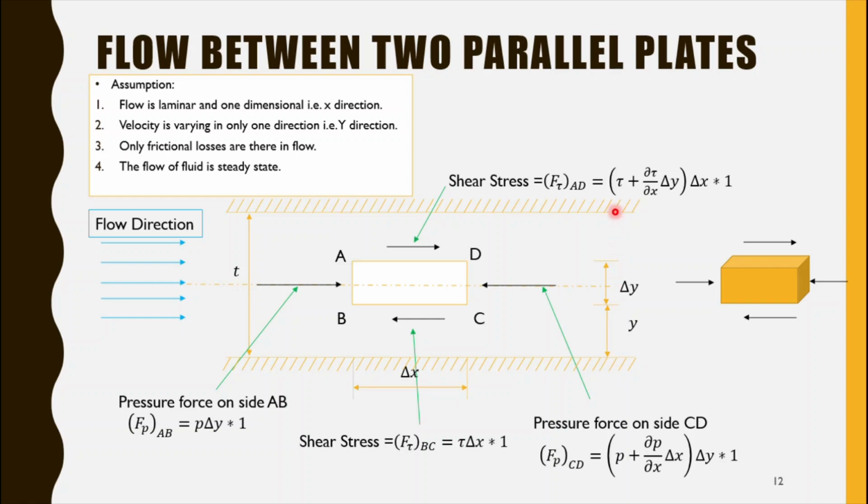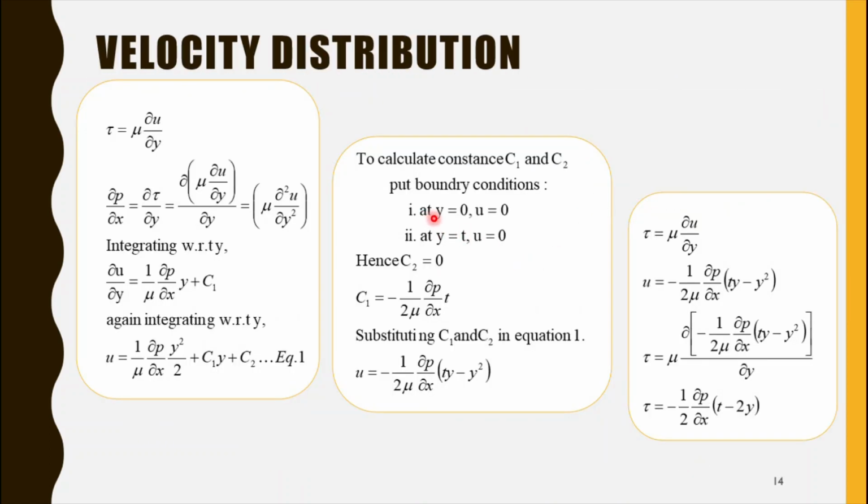Similarly, at y is equal to t, here also there is a wall, and on the wall the velocity will be 0. So we have two boundary conditions: at y is equal to 0, u is equal to 0, and at y is equal to t, u will be 0. When we put boundary condition 1, we get c2 is equal to 0, and when we put boundary condition 2, we get c1 is equal to minus 1 by 2 mu del p by del x into t. So we have our integration constants c2 and c1.